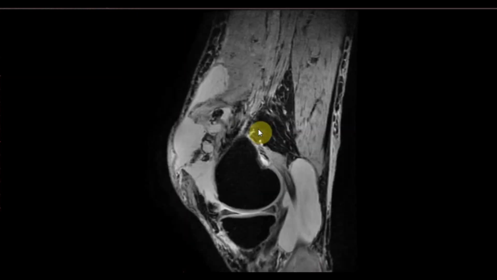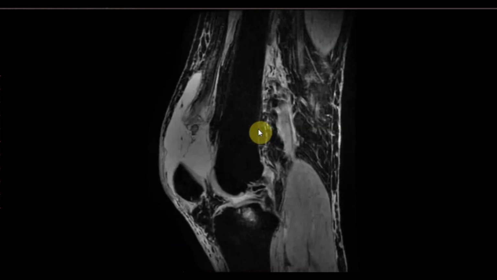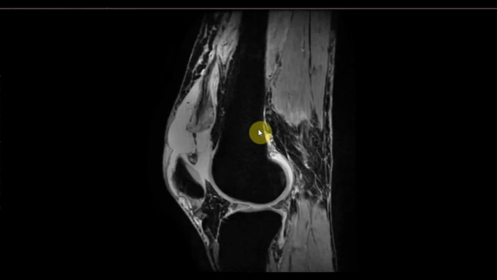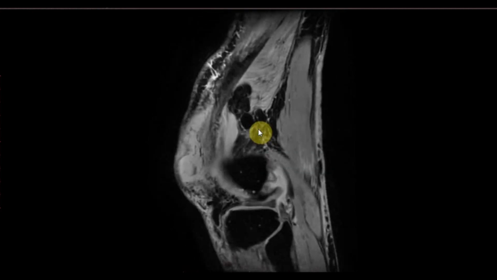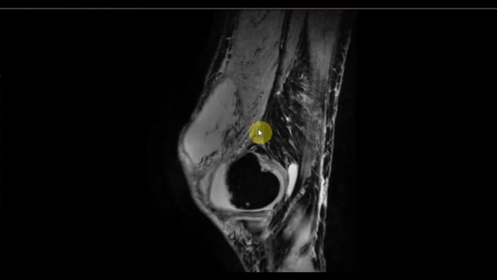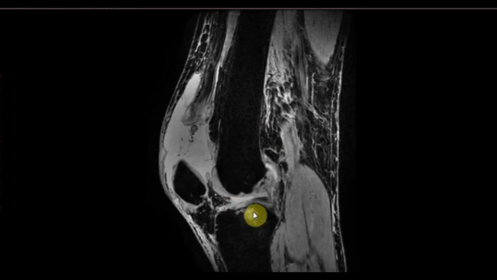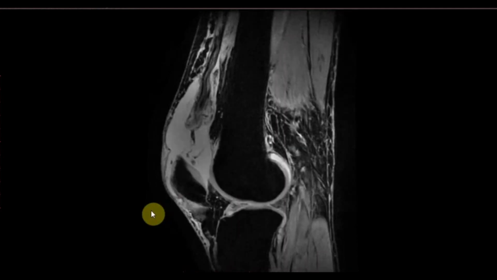This is the sagittal Gre sequence, which is also showing similar findings. This complete rupture of quadriceps tendon, horizontal tear involving both the menisci, complete tear of the anterior cruciate ligament, presence of Baker cyst, and some osteochondral injuries with edema in the underlying bone.